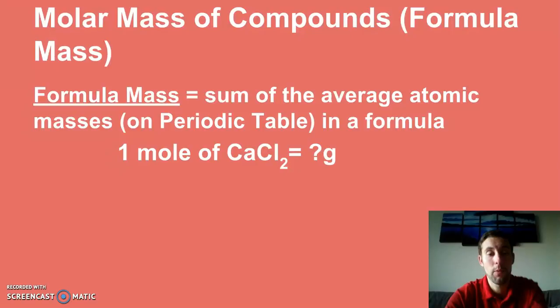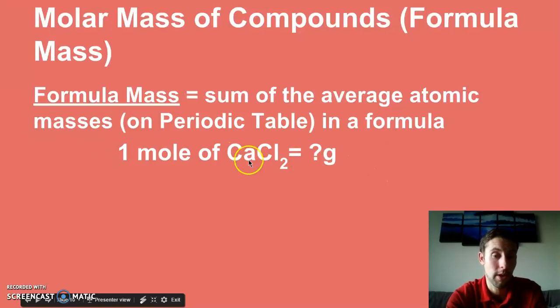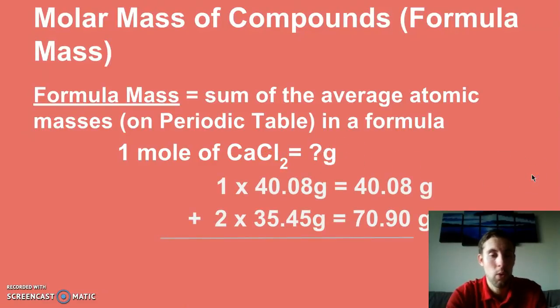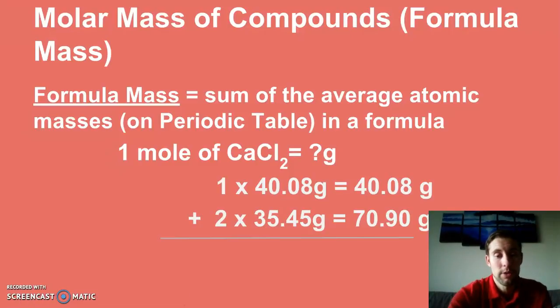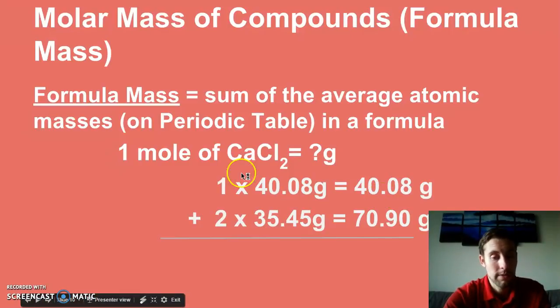So we're looking for the mole. If we have a mole of calcium chloride, CaCl2, we need to find its weight. That's basically what molar mass is asking, or formula mass. What's the mass of this formula if we've got a mole of it? Well, to do that, we have to take 1 times calcium's average atomic mass, or it's also called now its molar mass. So that's the number beneath calcium, element number 20 on the periodic table, rounded to 2 decimals, to get 40.08.